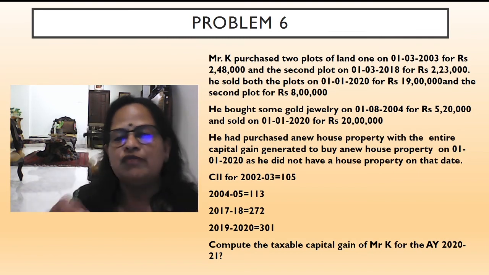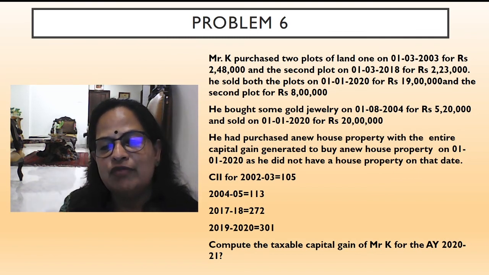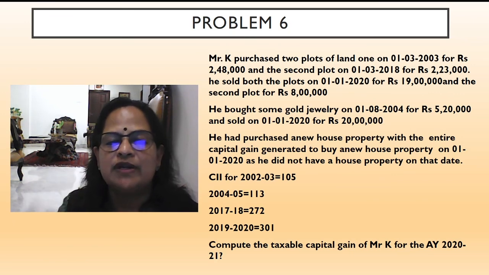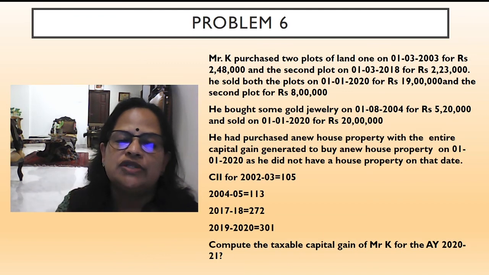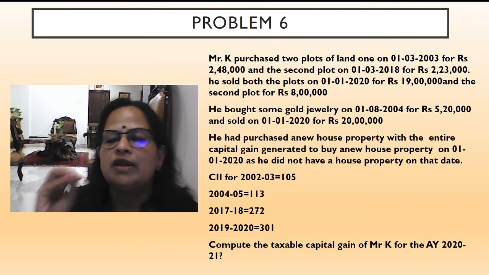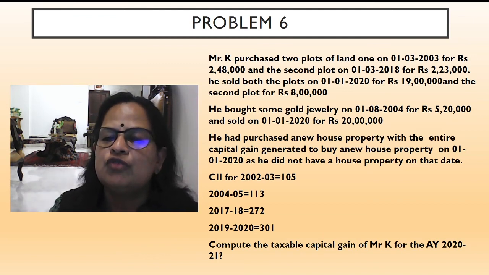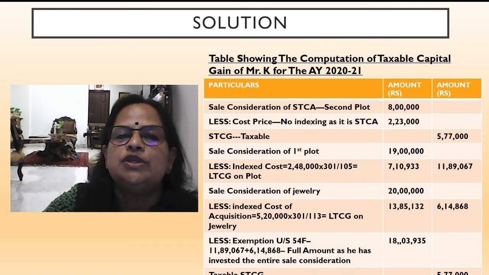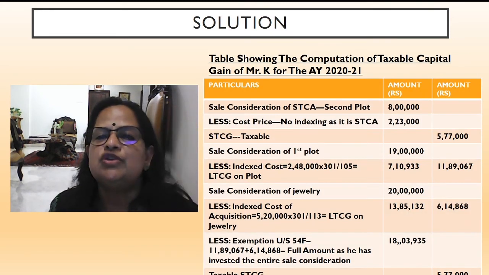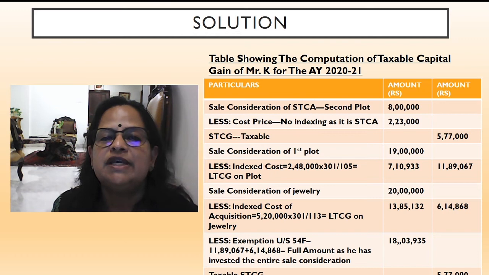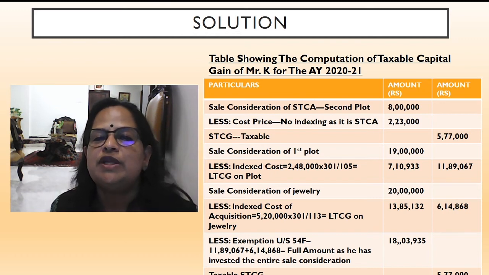So CII for 2002-03 is 105, 2004-05 is 113, 2017-18 is 272, 2019-20 is 301. Compute the taxable capital gain of Mr. K for the assessment year 2021. Now solution, table showing the computation of taxable capital gain of Mr. K for the assessment year 2021.